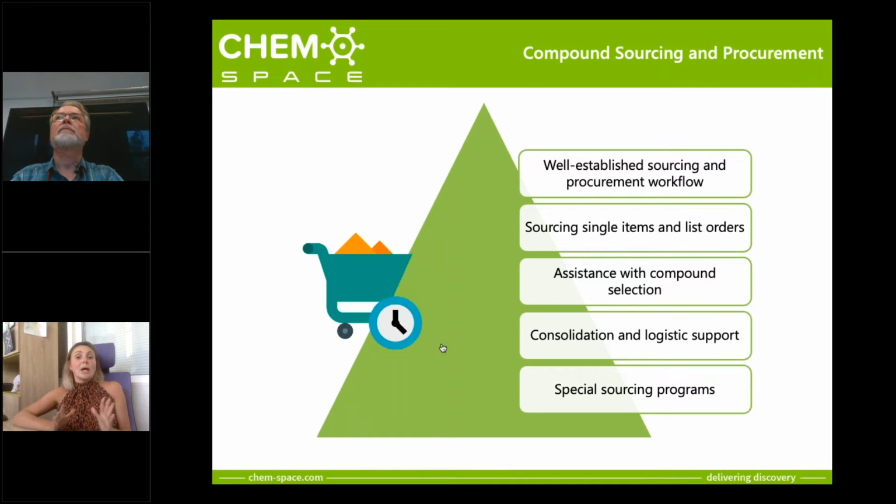There are a few special sourcing programs we offer to our customers, like providing building blocks for library synthesis in small micromole amounts. We also provide screening compounds for virtual screening projects with a really fast turnaround time.